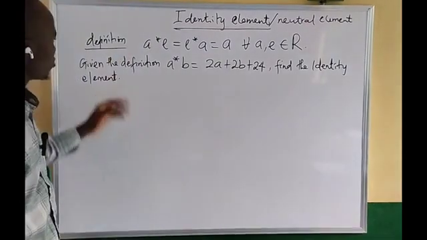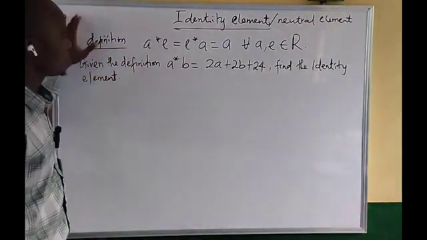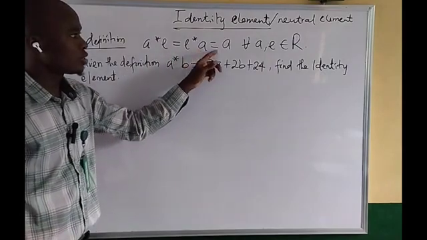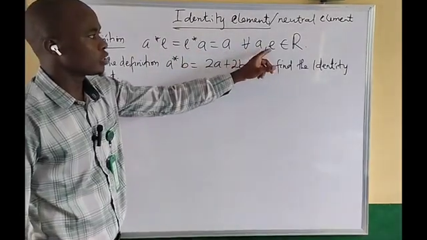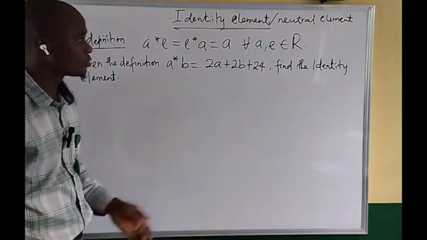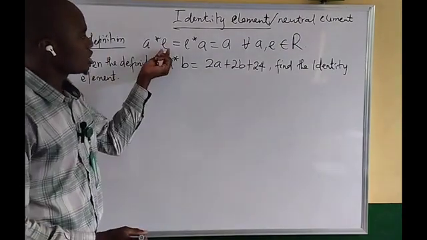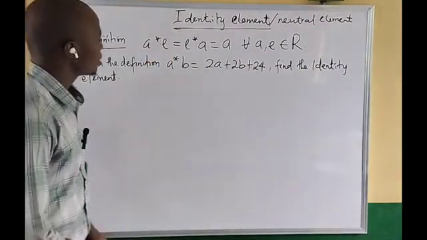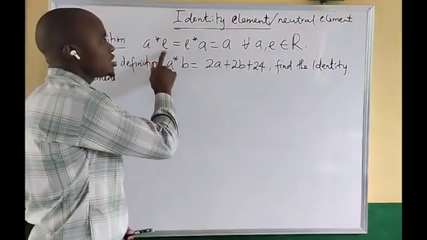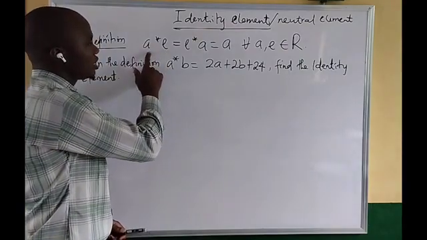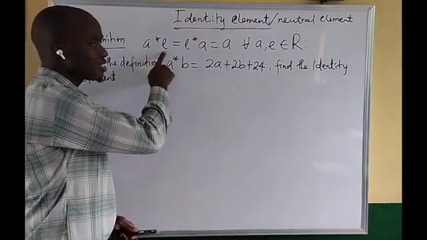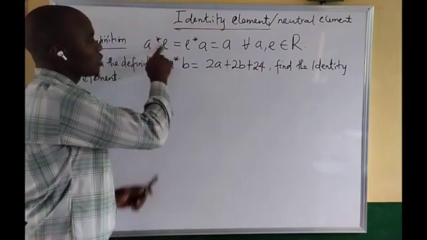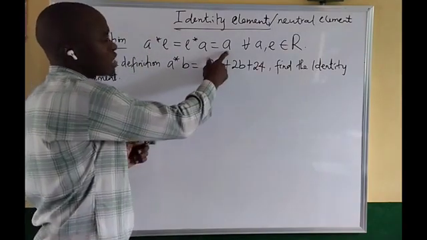So now let's go straight to the definition. We have A * E = E * A = A for all A, E belonging to the set of real numbers. The idea here is that we let the identity element be E. Whenever we combine this E with another element, we are going to get that number again.